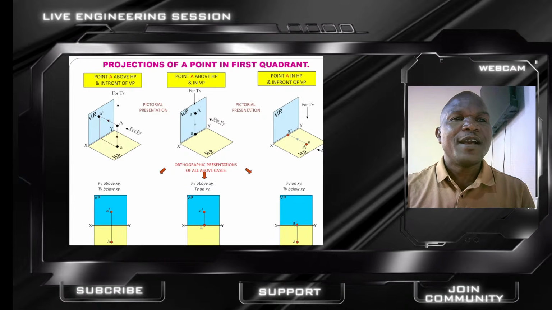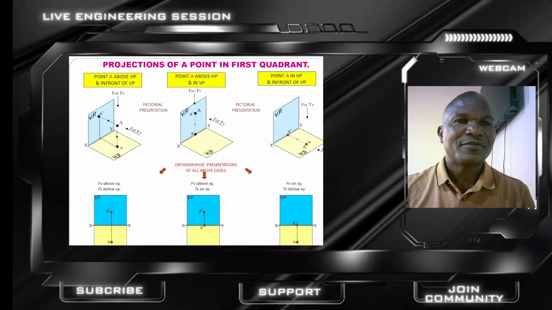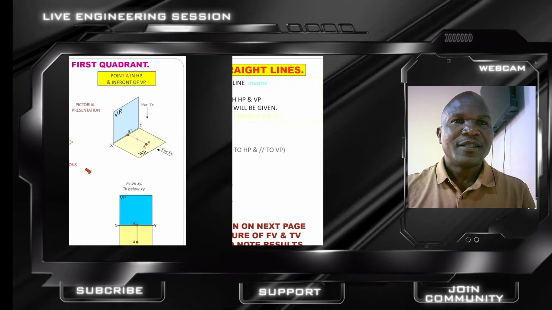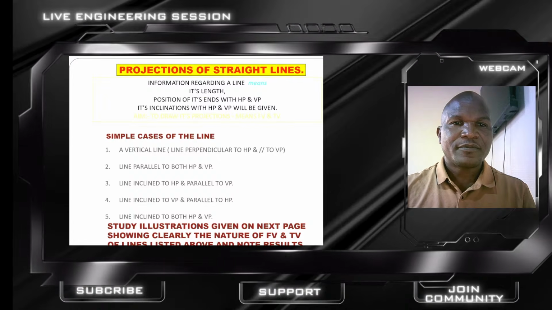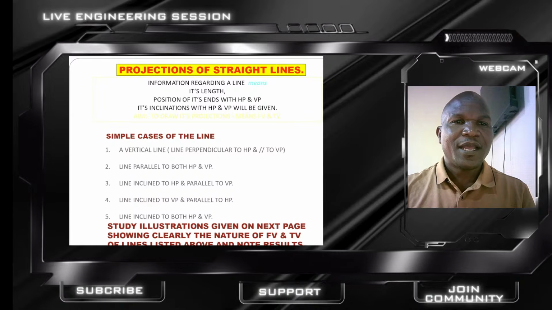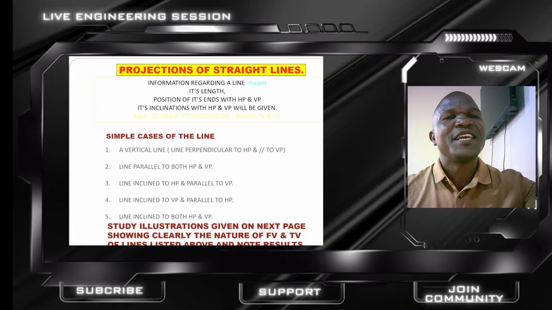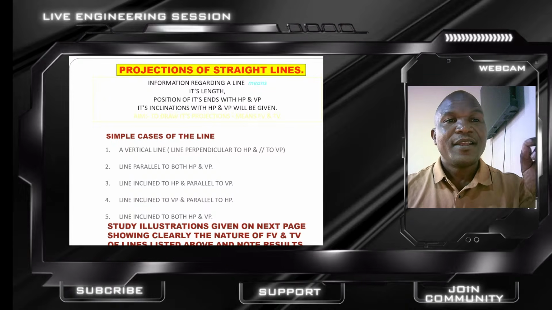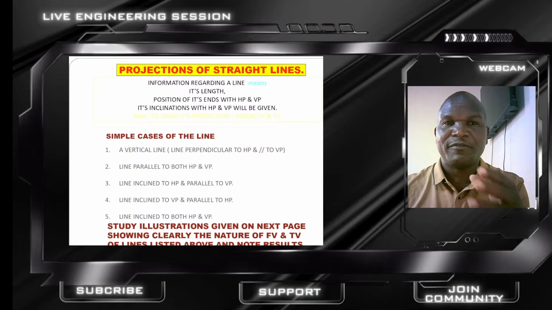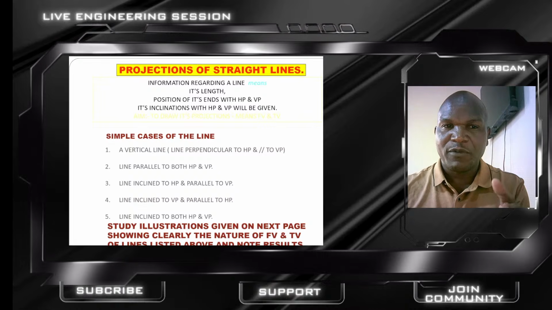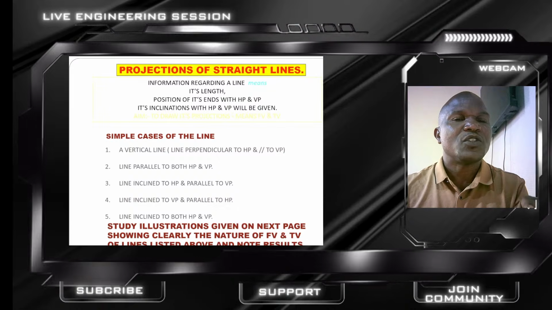Now, when we move from points to lines, a line is more complex because it has length, position, and inclination. You've done mathematics and you can define a point, even in the form of coordinates. We classify lines into 5 types.